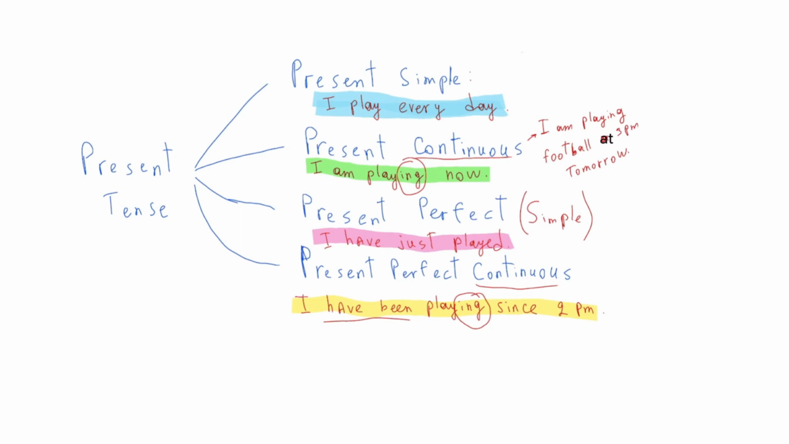So usually we use this tense, present perfect continuous, to talk about duration. Something is happening, so usually it answers the question of how long. Present perfect continuous answers the question of how long. Duration. In other words, it is duration. So we use present perfect continuous to talk about duration, and that action is still happening.